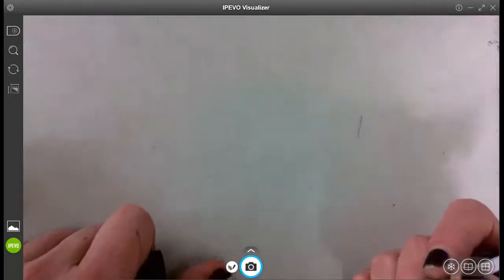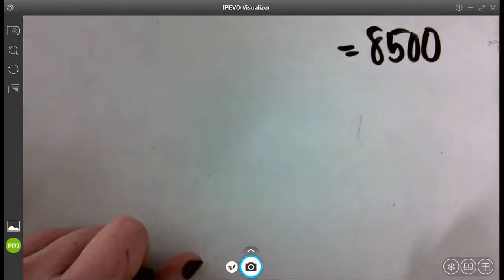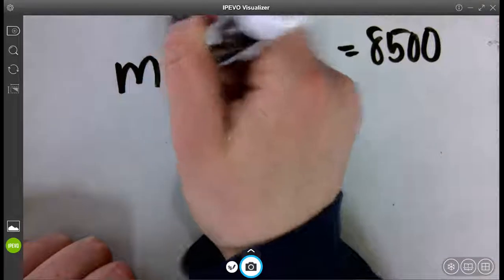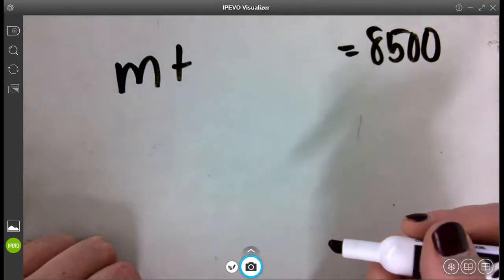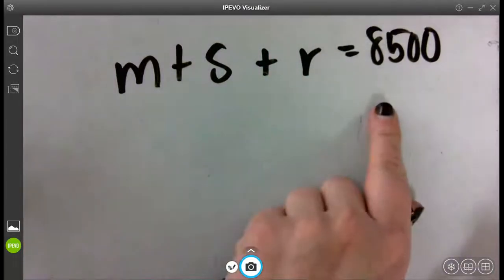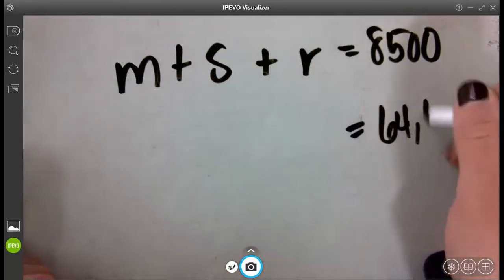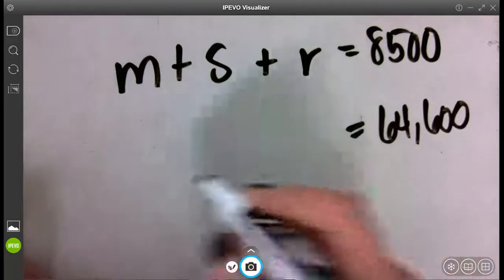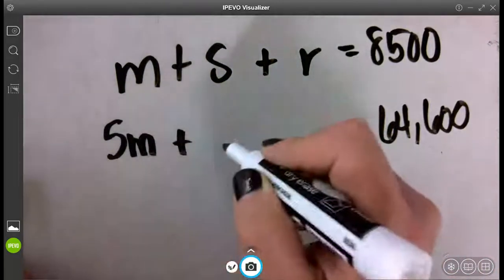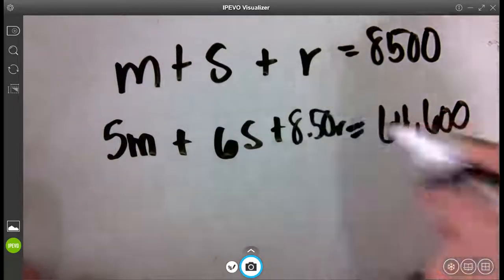It says last Tuesday, Regal Cinema sold 8,500 movie tickets. So they sold a total of tickets. Well, what kind of movies are there? Well, if you look through, it says a matinee admission costs $5. It says that there is a student admission and there is regular admission. So all the admission tickets are 8,500. It said proceeds totaled $64,600. So $5 per matinee, $6 for student pass, and regular admission is $6.50.